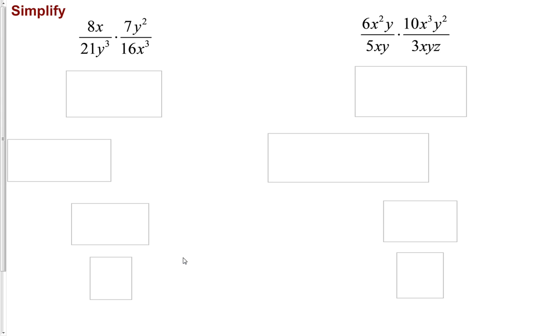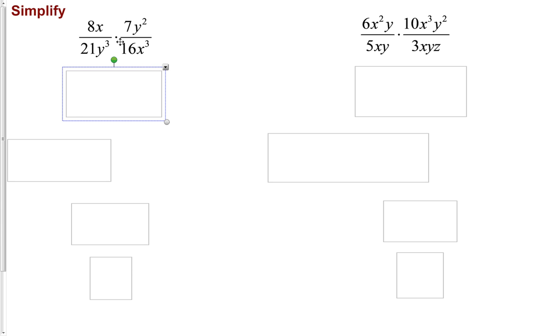Now we're going to multiply two rational expressions together. When you multiply rational expressions, all you're really doing is multiplying any fraction. Multiply the numerators together, multiply the denominators together. So don't try to overthink this one, just put them together on one line.